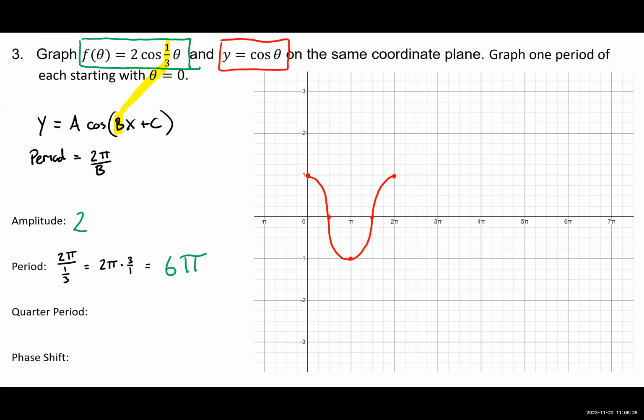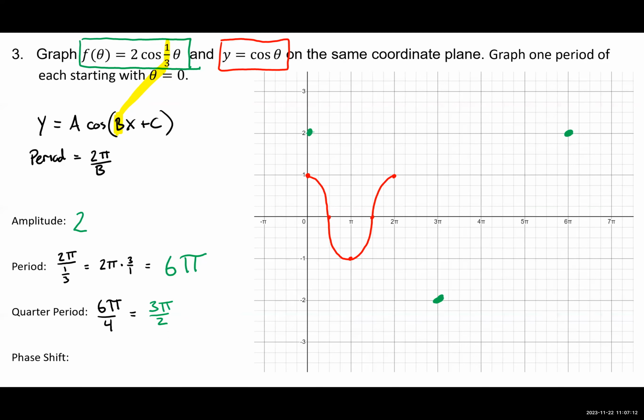Right? So it's going to start up at 2. It's going to end up at 2. And I know it's going to start here and end here. Halfway through, it's going to hit the minimum, which is -2. So the quarter period, we take the period, which is 6 pi, divided by 4, and that simplifies to 3 pi over 2. So every 3 pi over 2, it's either going to be at the maximum, the minimum, or 0.